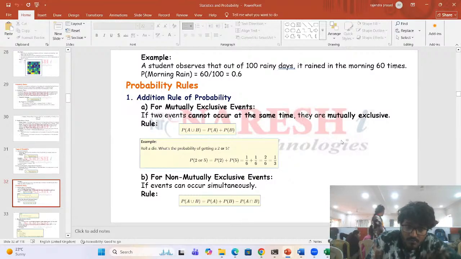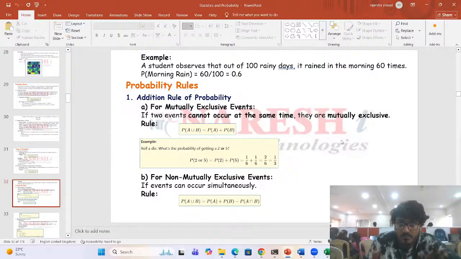Next. In probability, there are two important rules, guys. One is the addition rule of probability and another one is the multiplication rule of probability. These are already stated and proved. We don't need to state and prove them like the theoretical concepts we do in exams. Here, understand the objectivity. Addition rule of probability means here we make use of union.